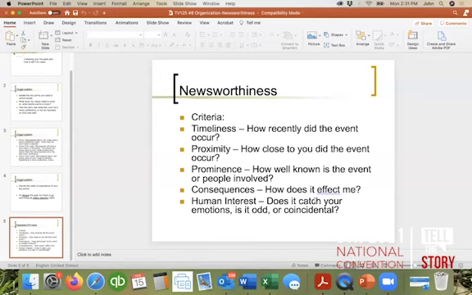Newsworthiness: when you're looking at whether something should be newsworthy or not, here are some criteria. Timeliness: how recently did it occur? Is it happening now? Did it just happen? Is it going to happen tomorrow? Proximity: how close to you is an event happening or its impact? This is where you can take national stories or state stories or even city stories and see if they're going to impact you at your school.